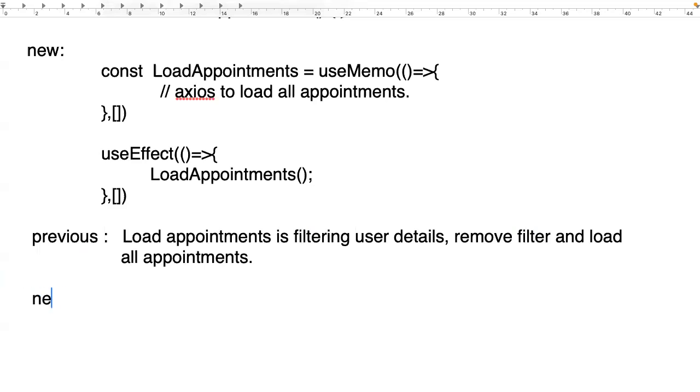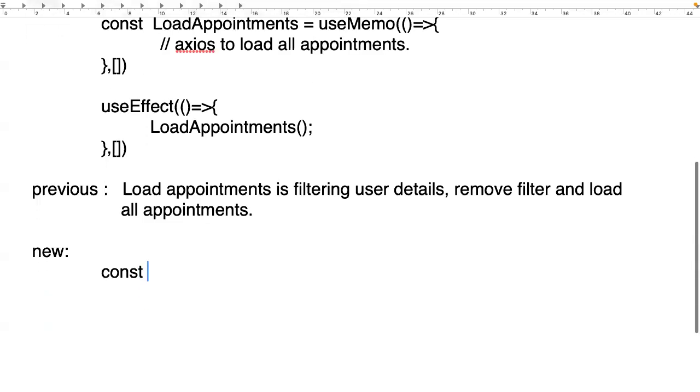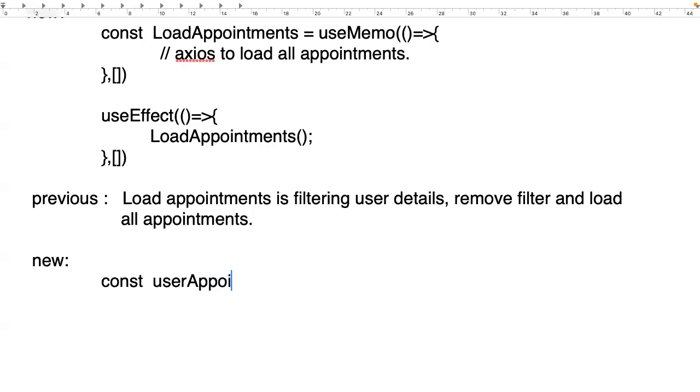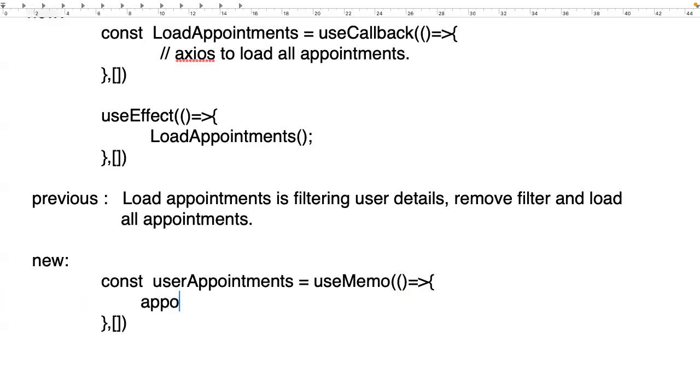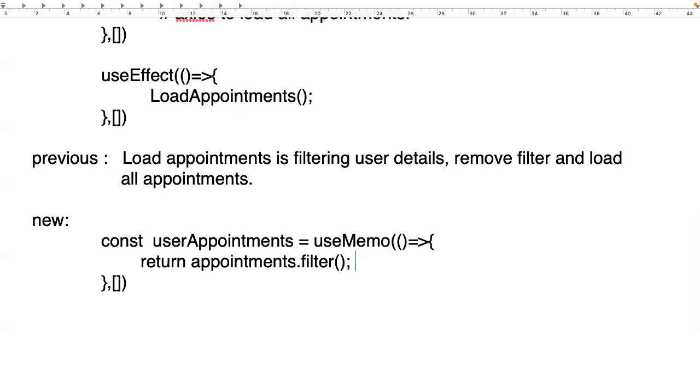So here in the new one, what you have to do is a constant user appointments is equal to, sorry, this is useCallback above. Here it is useMemo. So here appointments, it should return appointments dot filter. The rest of the code is in your project. I am just giving the syntax.